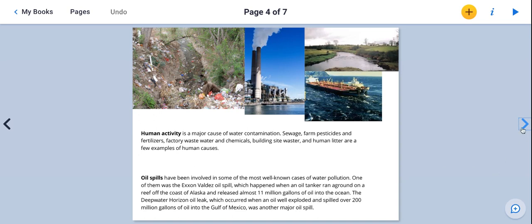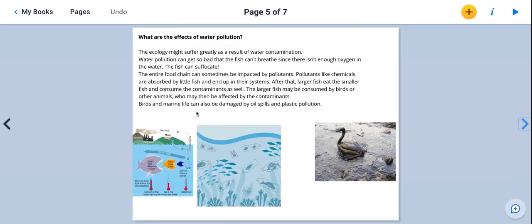What effect can these things have on our plant life and our marine life? Well, ecology can suffer greatly because of water contamination. If water pollution is really bad, the fish can't breathe in the water because there's a lack of oxygen. So the fish can actually suffocate. Also, the entire food chain can be impacted by pollutants.